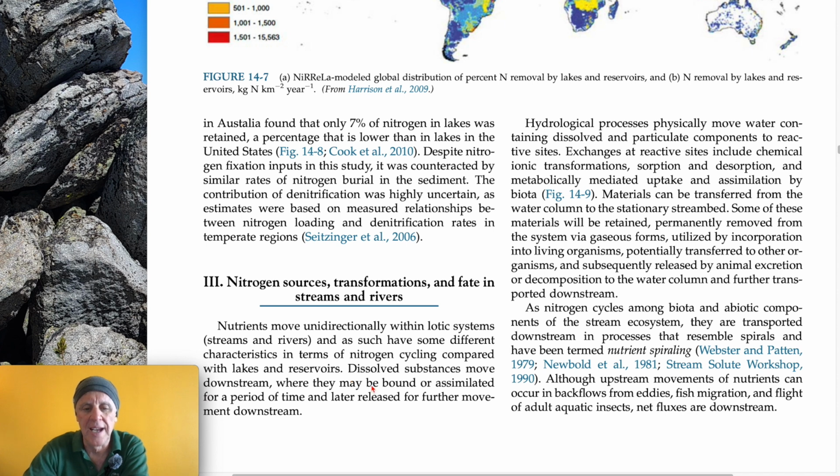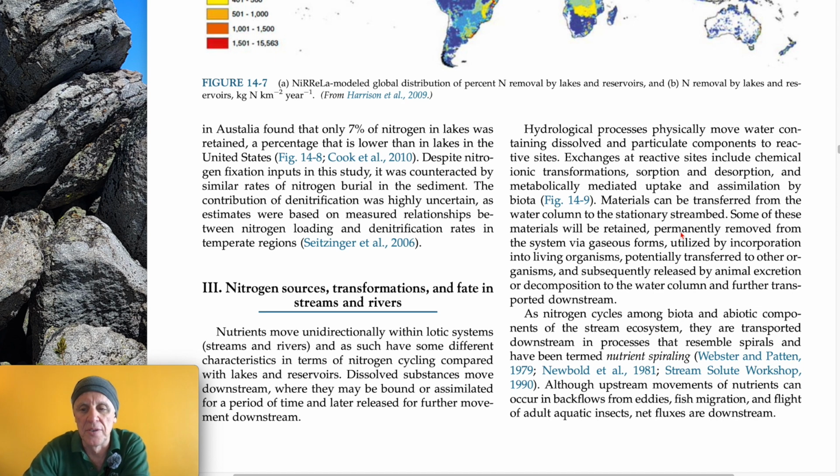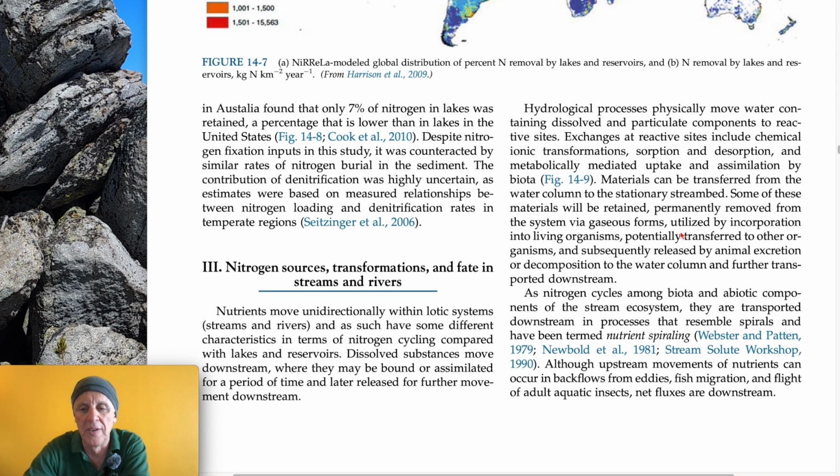Nutrients move unidirectionally within lotic systems, streams, and rivers, and as such have some different characteristics in terms of nitrogen cycling compared with lakes and reservoirs. Dissolved substances move downstream, where they may be bound or assimilated for a period of time and later released for further movement downstream. Hydrological processes physically move water containing dissolved and particulate components to reactive sites. Exchange of reactive sites include chemical ionic transformation, absorption and desorption, and metabolically mediated uptake and assimilation by biota.